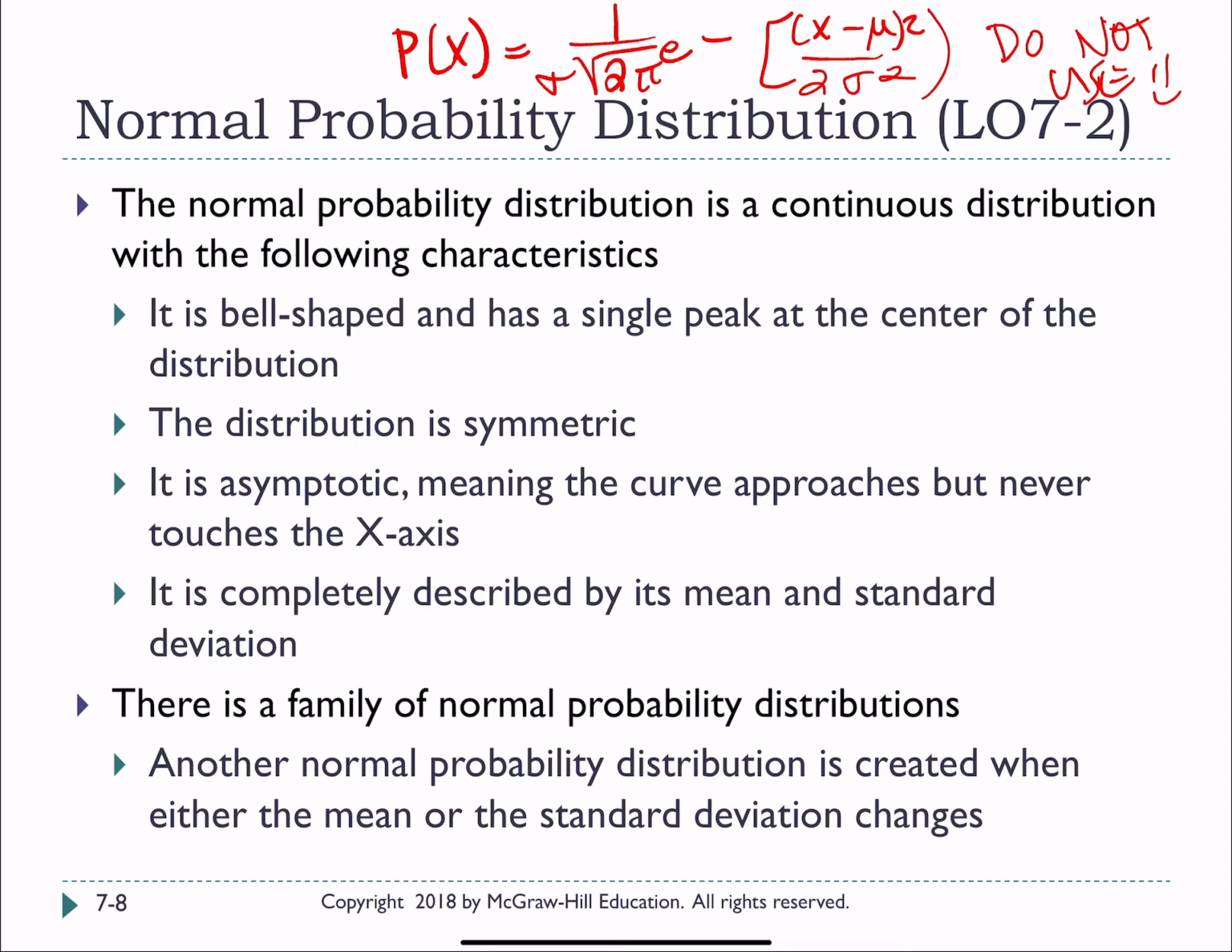Instead, we are going to take our normal probability distribution, convert it to what we call the standard normal, and then there's going to be a chart that's in your textbook, and that's what we're going to use. So here's some things about the normal probability distribution.